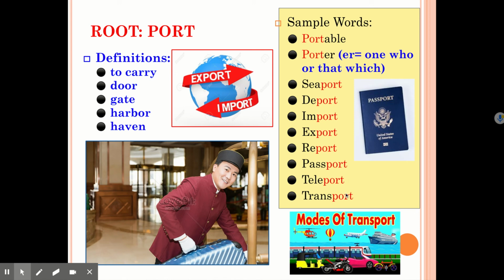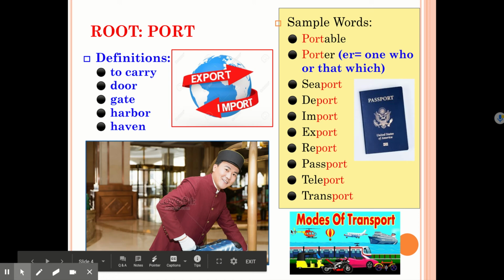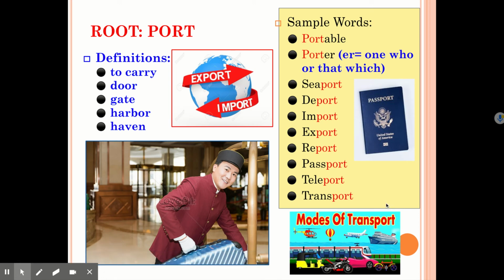And then transport, here's a picture at the bottom, modes of transport. The system or method for carrying passengers or goods from one place to another. Okay, so port meaning to carry, door, gate, harbor, or haven, and meaning one who or that which.